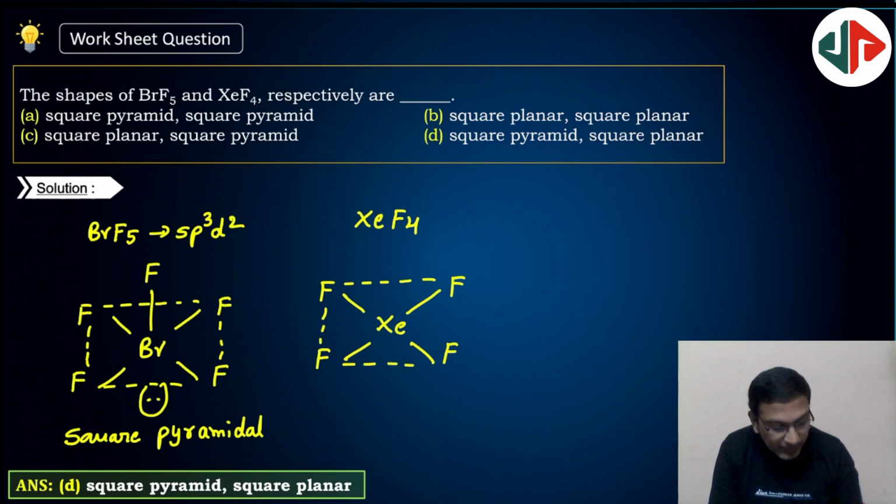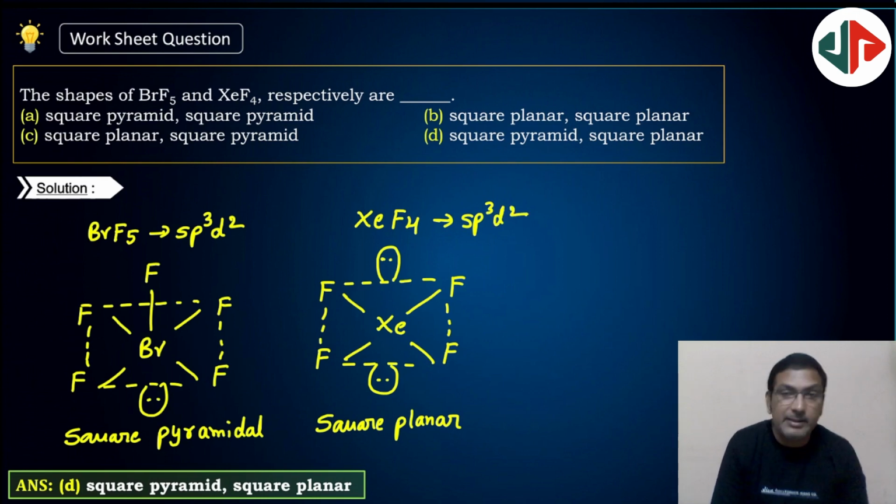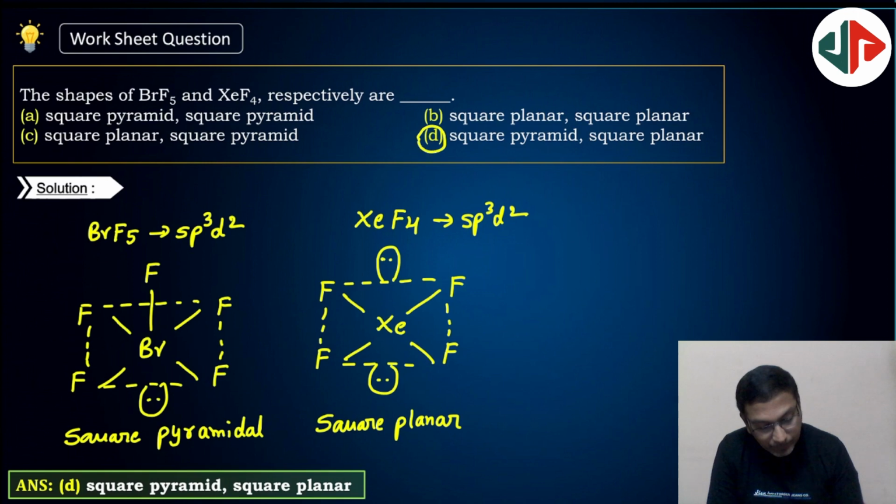So 4 bond pairs and square planar. Here also sp3d2 hybridization. So first one square pyramidal, second one square planar. So option D. Here 5 bond pairs, 1 lone pair. Here 4 bond pairs, 2 lone pairs.